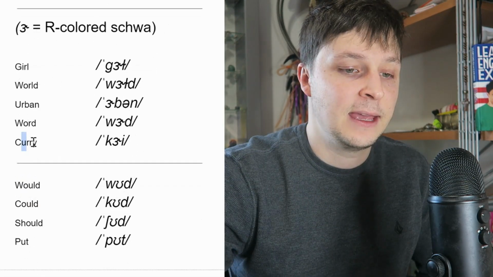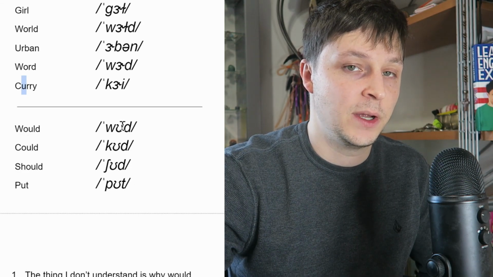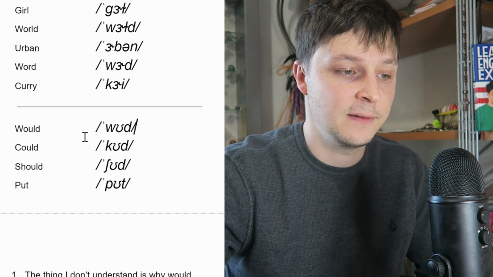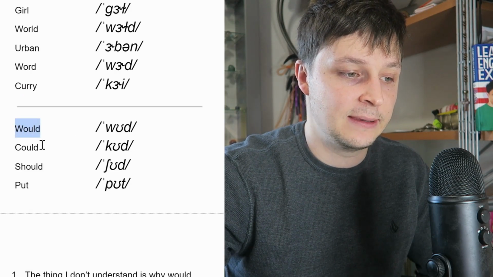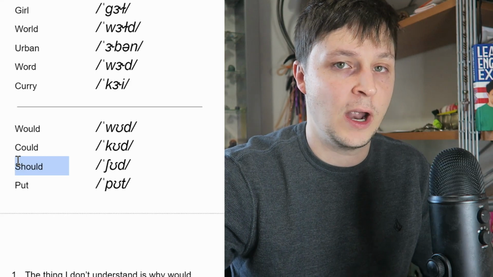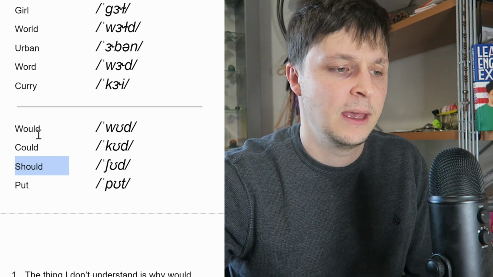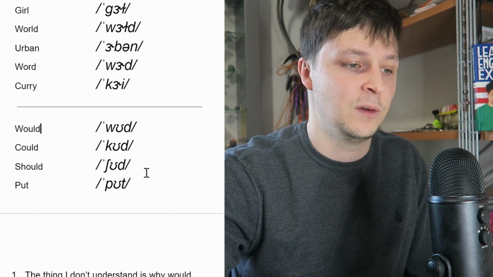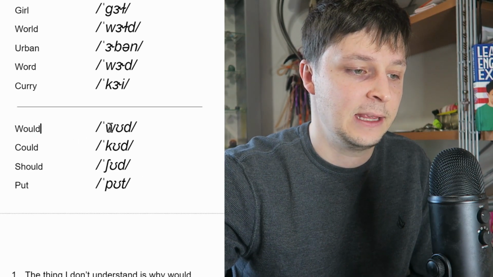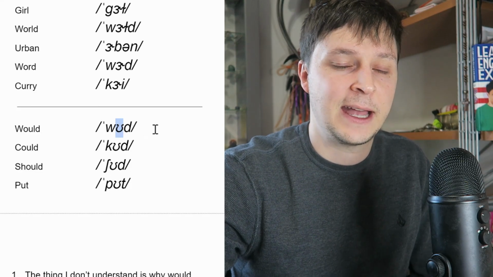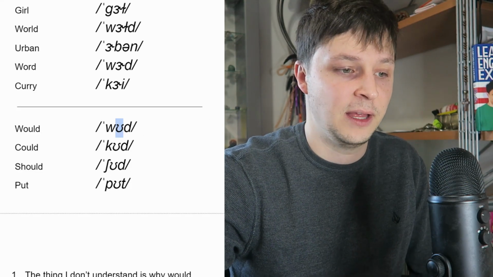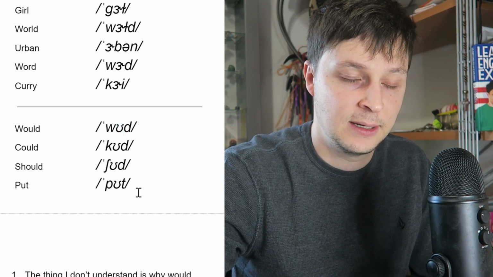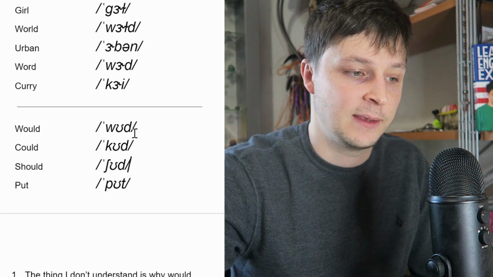Okay. Last thing I want to talk about today, because I don't want to overflow you guys with too much information. The vowel found in these three words, okay? Because they all rhyme. They all have the same vowel. And they also have this L, but the L is not heard. So you don't pronounce the L. And this vowel here, you can think of it kind of as like would or could or should or put. So this vowel is always the same.